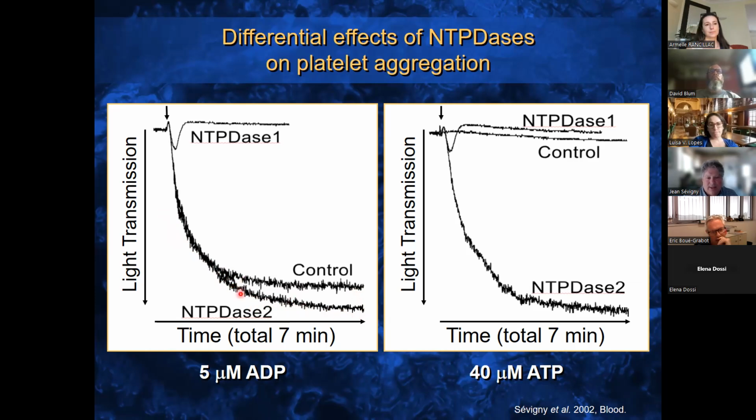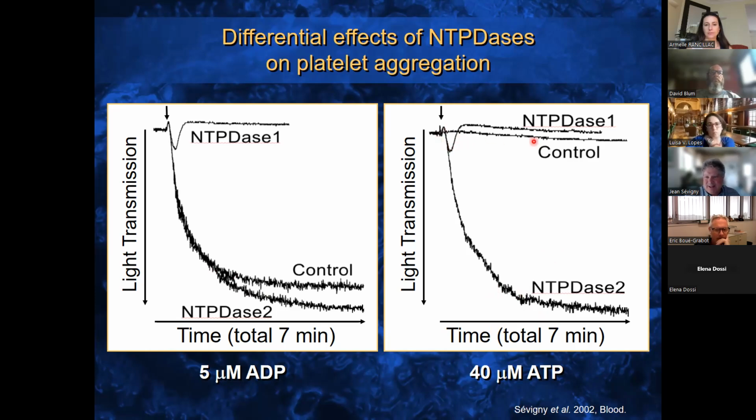This is not surprising because after some time, the platelets are activated. They release the content of their granules, which contain molar concentrations of ATP and ADP. And then NTPDase2 converts the ATP from the platelet granules, and you can have even more ADP produced. That would explain why we have a stronger aggregation here, because we use only 5 micromolar ADP for the stimulation. Then we tried ATP.